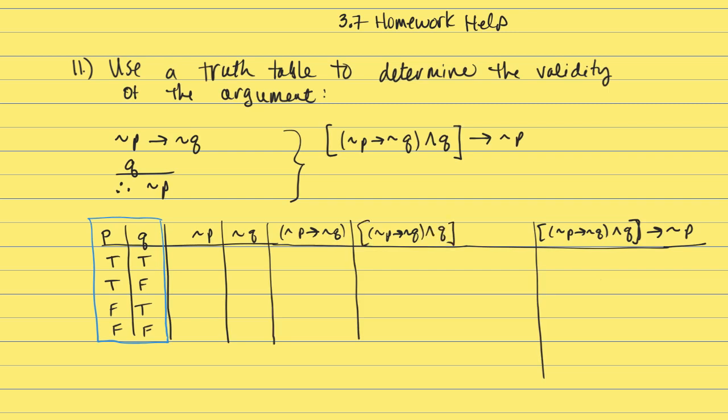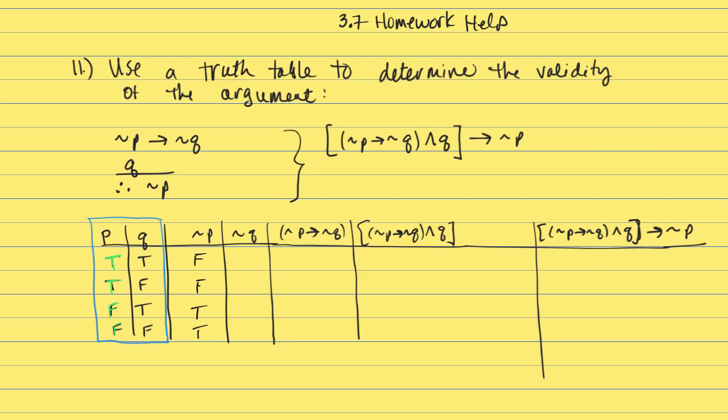All right, so not P. That means I just take my column right here and just change all of the truth values in that column. Okay, so here we go. It was true, so now it needs to be false. It was true. Now it needs to be false. It was false. Now it needs to be true. It was false. Now it needs to be true.